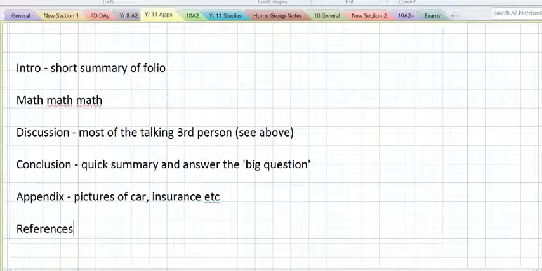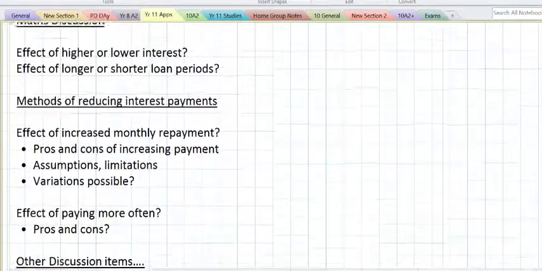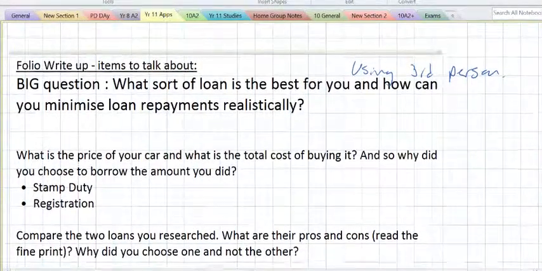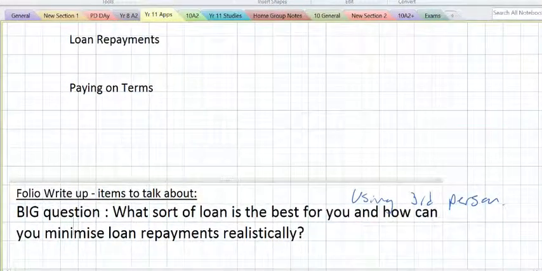Alright. So, actual discussion points. The whole folio is centered around the big question of what sort of loan is best for you and how can you minimize your loan repayments realistically. So that's essentially what we're looking to answer.